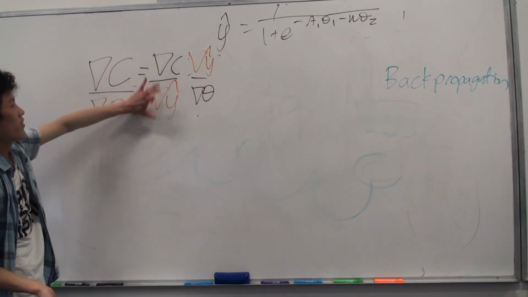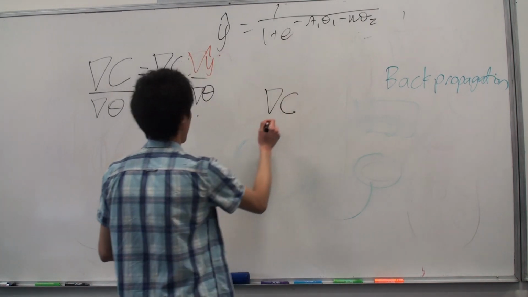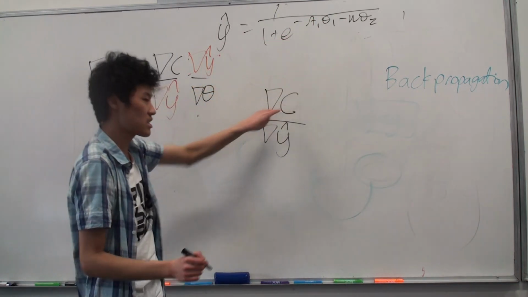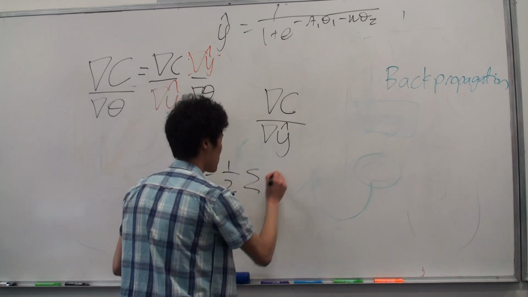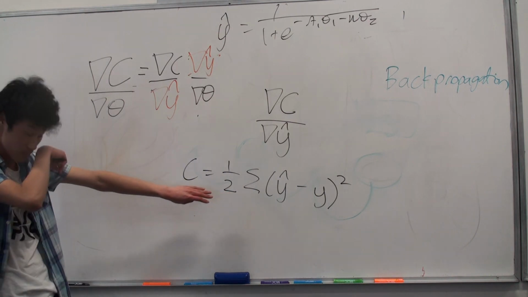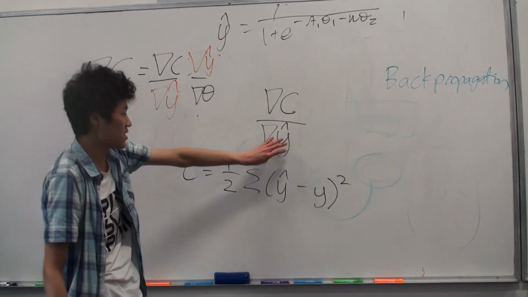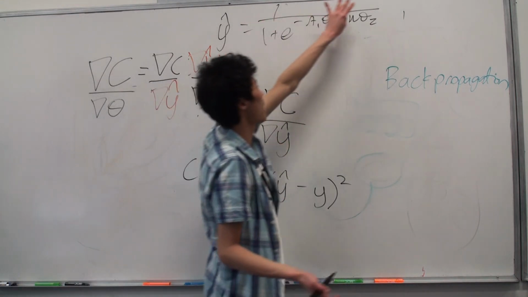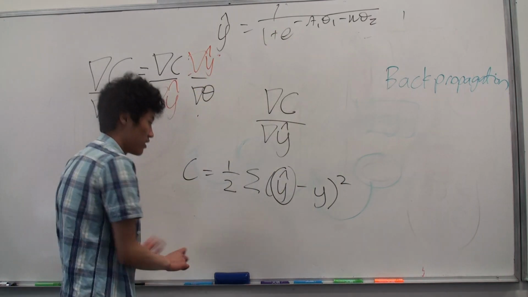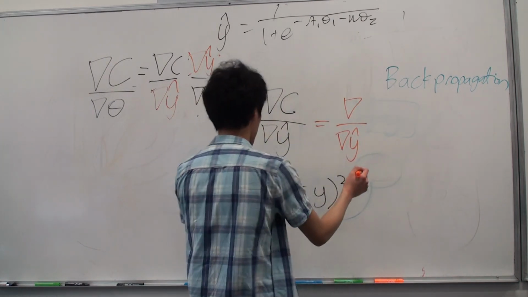Okay, so let's do the first one first. The total derivative of the cost function with respect to y hat. Now remember, y hat is this, and the cost function is 1/2 the total sum of y hat minus y, squared. This is your cost function. But we don't need to use this temporarily, because this is just with respect to y hat, which means we don't need to care about this. This is already here, so we don't need to plug this back in. So in fact, this is the same as saying the total derivative of just this.